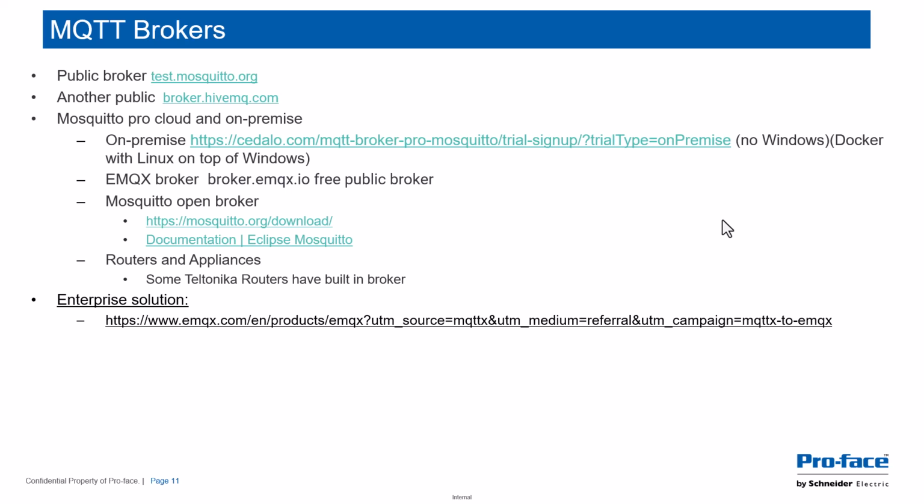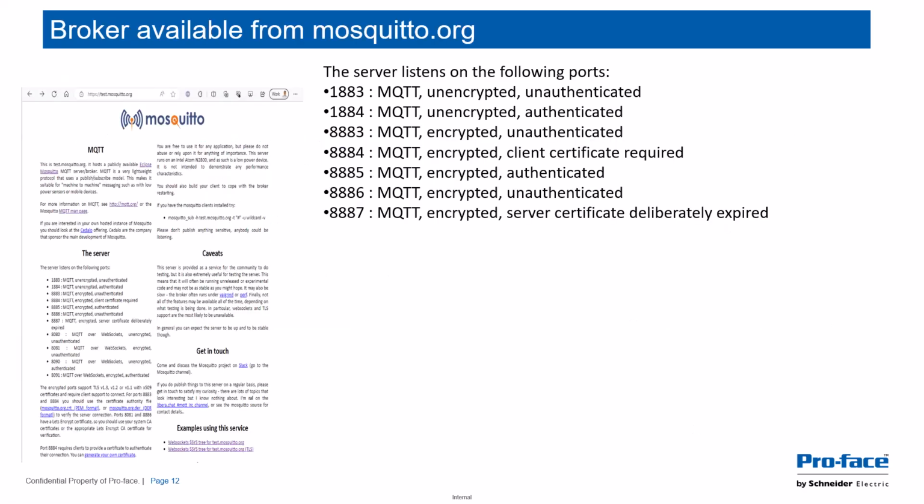And then there are appliances that exist in the world, such as routers. For example, because we have TBDAs that include Teltonika routers, some Teltonika routers do have MQTT brokers built into them. And then this last piece is an enterprise solution, again an EMQX. You're guaranteed uptime, you can have so many connections, etc. It's a paid service, but it's more of a guaranteed service type of system. Okay, here's some information about the broker available from Mosquitto. Not too much. You can see the different ports that it's listening to at that URL.